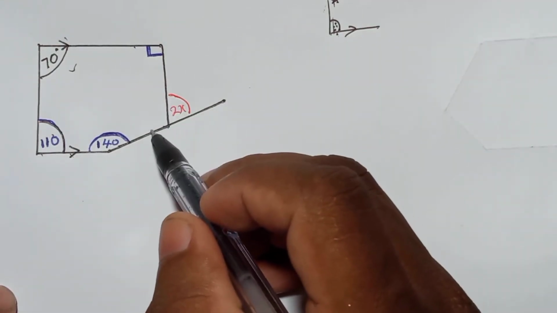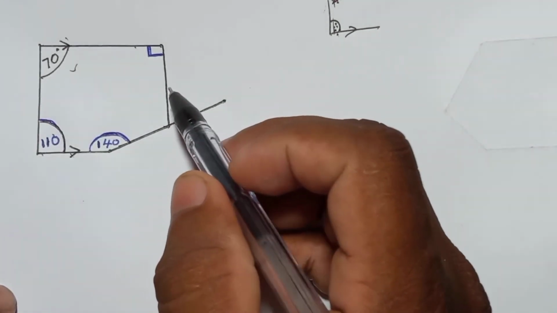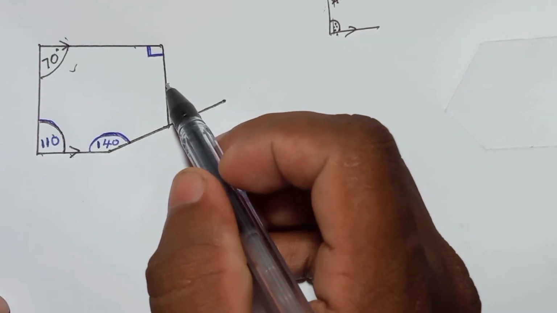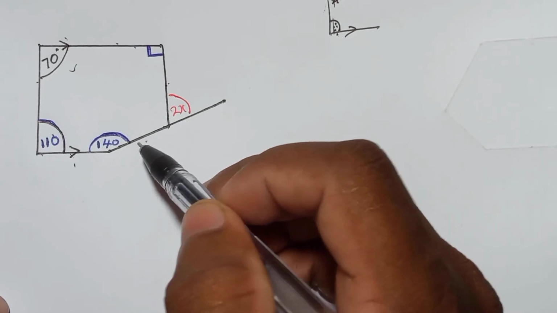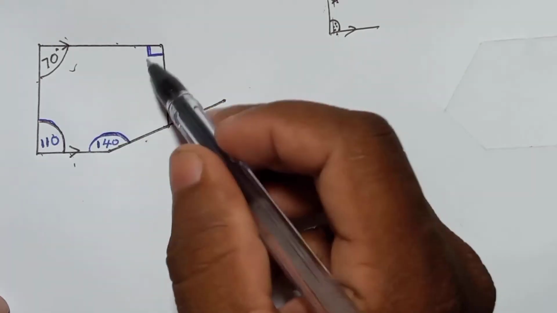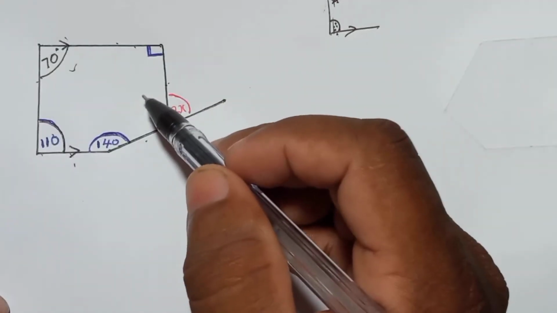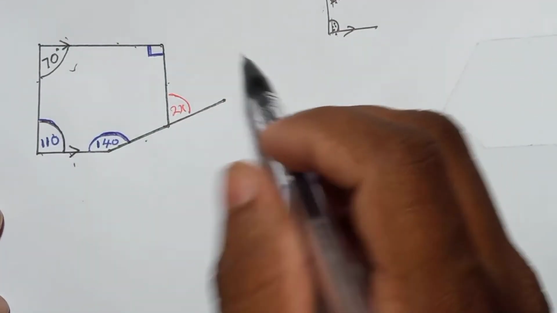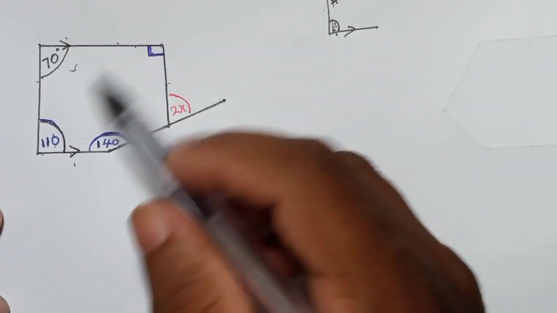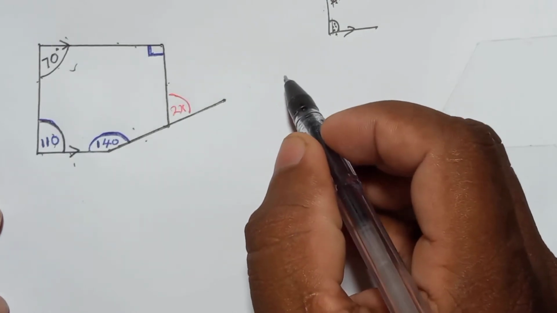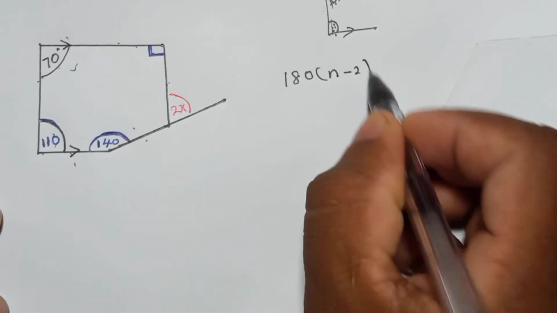To get to this angle, you need to know how many sides this one has. 1, 2, 3, 4, 5 sides, right? This is not a regular pentagon. Sides are different, no? But this is a pentagon. So in a pentagon, these interior angles all together, how much? How can we find it? Using this formula, no? We have learned this, 180(n minus 2), right?